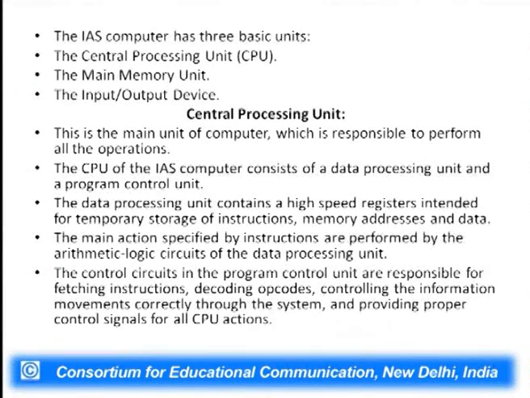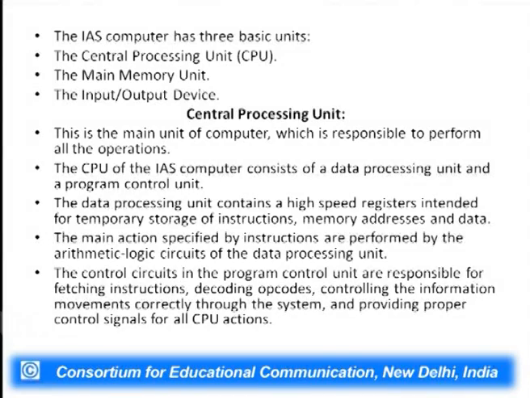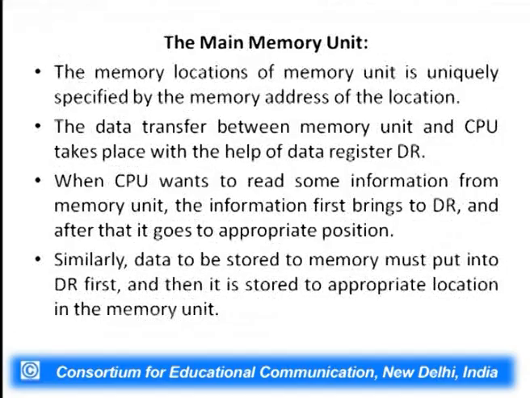The control circuits in the program control unit are responsible for fetching instructions, decoding opcodes. Opcodes refers to the operation codes. For example, an AND operation or an addition operation or a subtraction operation, they are specified by codes called the opcodes. So decoding of the opcodes is also carried out by this control unit. Then controlling the information movement correctly through the system, that is whether it has to go from the memory to the memory, which input device it has to be fetched from, which output device it has to be displayed onto, is all carried out by this control unit, and then providing proper signals for all CPU functionality.